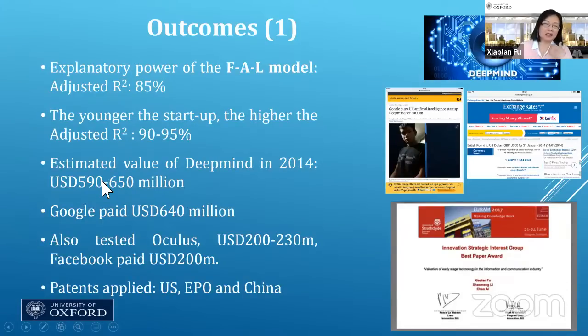So our founder then gave us another real case, Oculus, acquired by Facebook. Our estimation is 200 to 230 million US dollars, and later we found Facebook actually paid 200 million. Also, again, within this range. So we applied this to patents in the US, in the European Patent Office and in China.